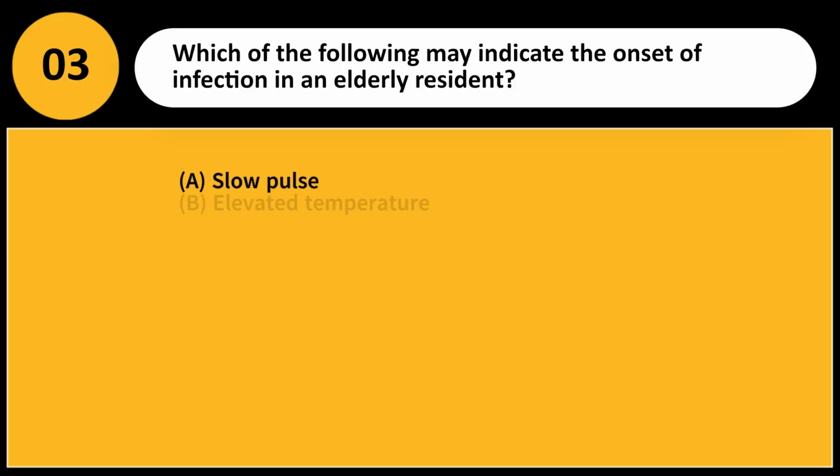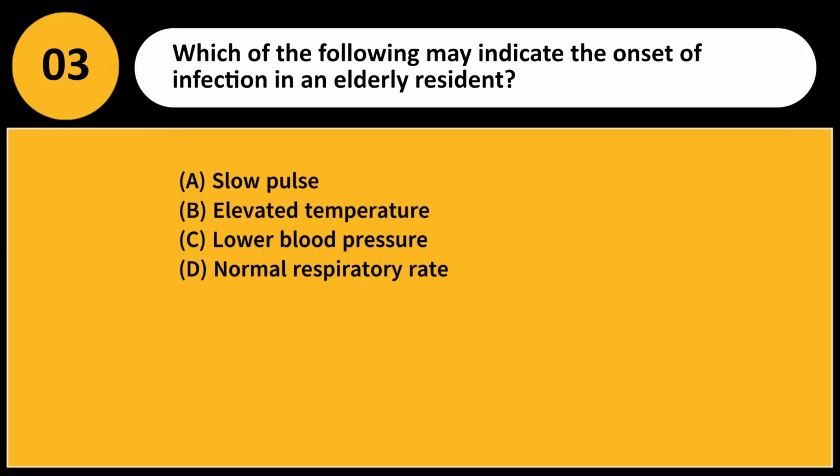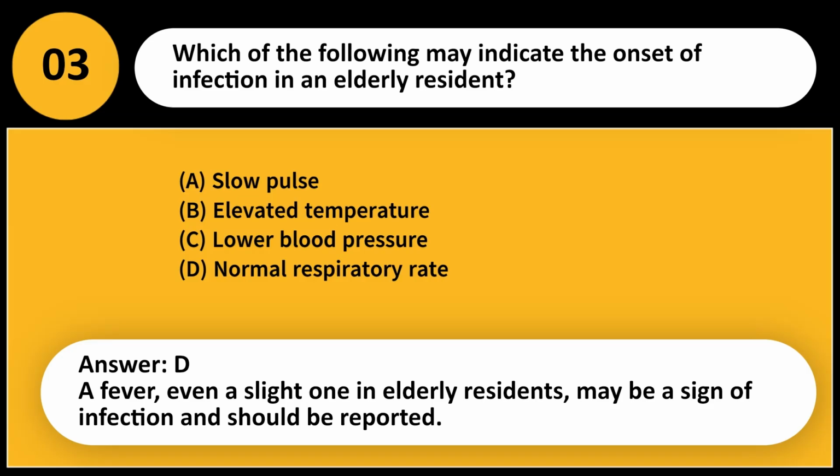Which of the following may indicate the onset of infection in an elderly resident? A. Slow pulse. B. Elevated temperature. C. Lower blood pressure. D. Normal respiratory rate. Answer: D. A fever, even a slight one in elderly residents, may be a sign of infection and should be reported.